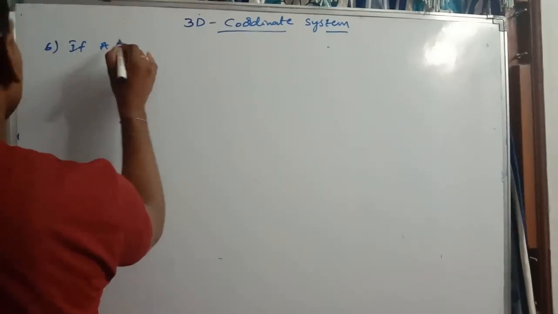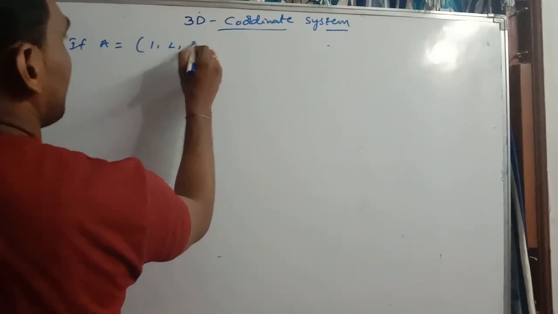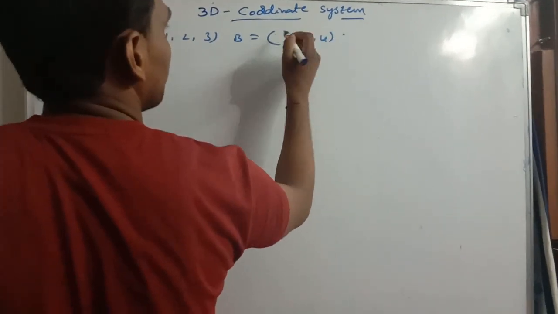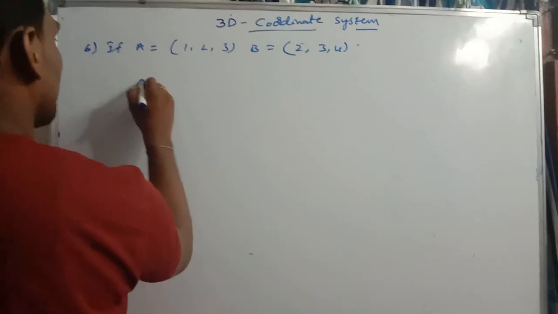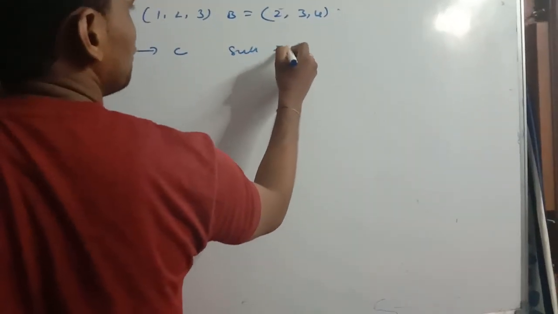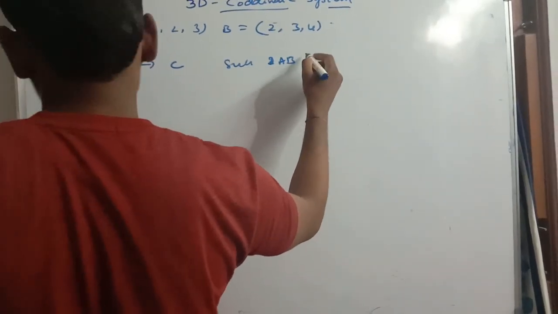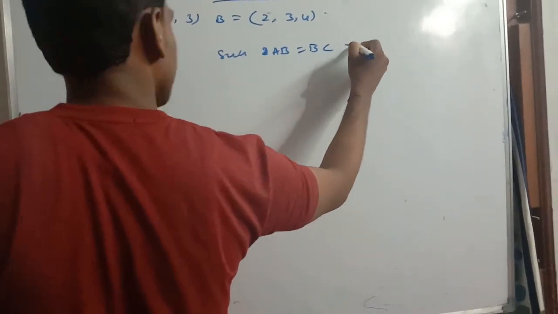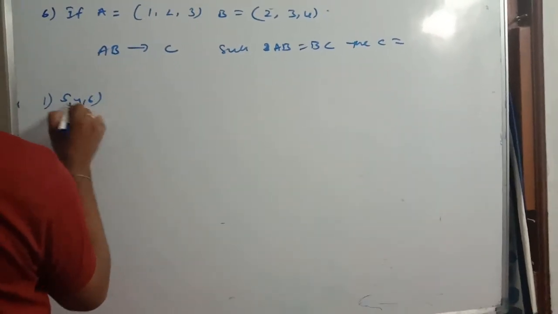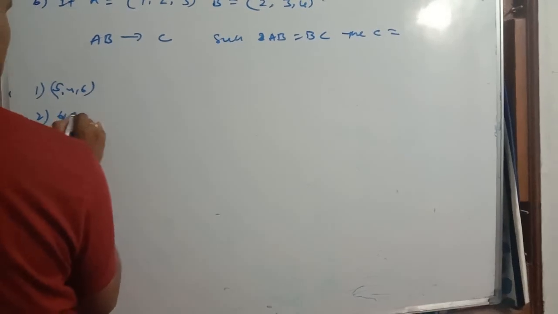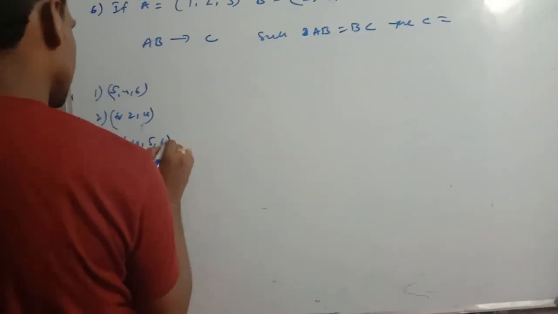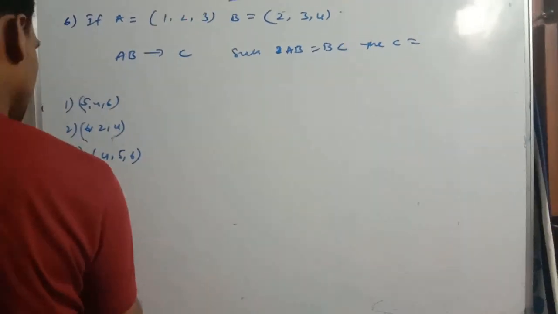A is equal to 1 2 3, B is equal to 2 3 4. Now AB is produced to C such that 2AB is equal to BC, then C coordinate is. Now here the options: the first option is 5 comma 4 comma 6, the second option is 6 2 4, the third option is 4 5 6, and the fourth option is 6 4 5.